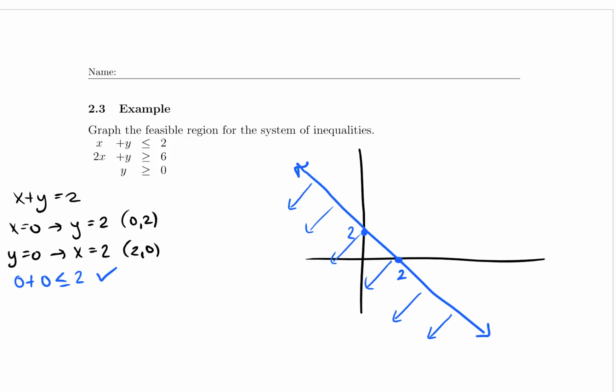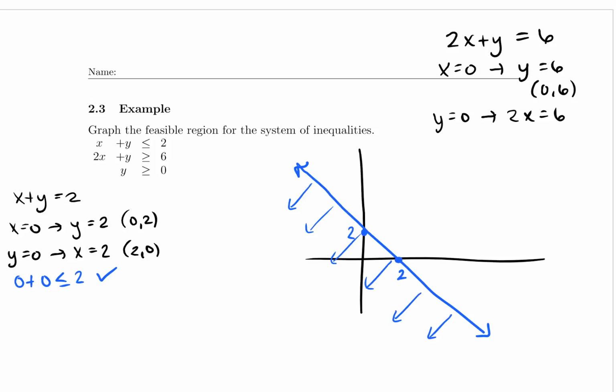Okay. Now let's go ahead and graph the next inequality. So we have, I'll do it over here. We have 2x plus y equals 6. Let's see, if x is equal to 0, then y is going to equal 6. So we have 1 point at 0, 6. If y is equal to 0, then 2x is equal to 6, and so x would equal 3. So we have another point at 3, 0.